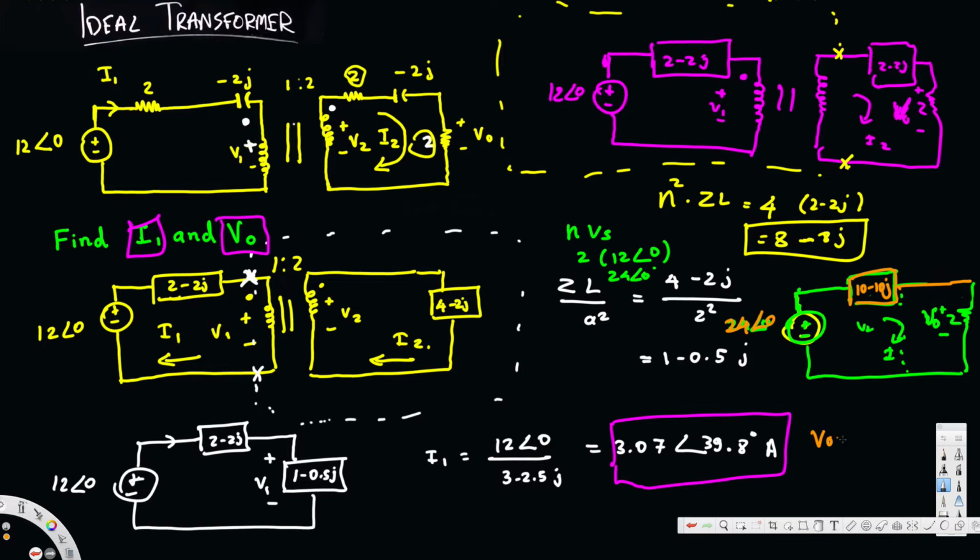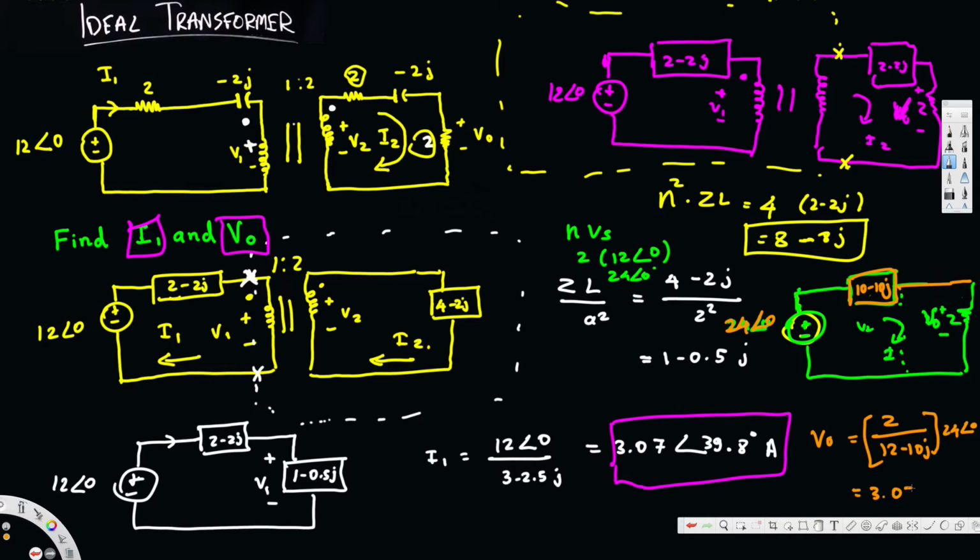Here we are going to use voltage division to find out VO. VO is going to be 2 divided by the addition of these two resistances, multiplied by the voltage source. So 2 plus 10 minus 10J, that's 12 minus 10J, multiplied by the voltage source, 24 angle 0. That gives us 3.07 angle 39.8 degrees, and that's our V0. And that's the second question. We were asked to find out I1 and V0. We found both. This is our I1 and this is our V0.